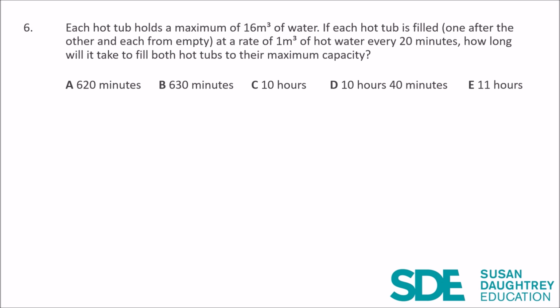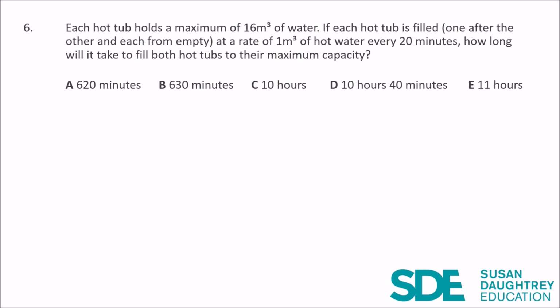Each hot tub holds a maximum of 16 cubic metres of water. If each hot tub is filled one after the other and each one fills at a rate of 1 cubic metre of hot water every 20 minutes, how long will it take to fill both hot tubs to their maximum capacity?